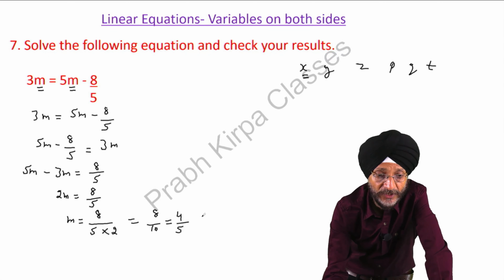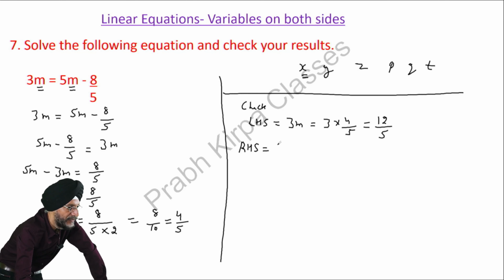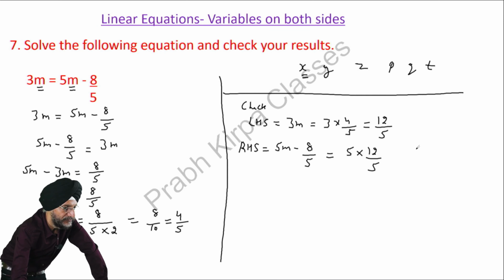So now we will do the second part of this question. Check the left hand side. What is the value of the left hand side? It is 3m. So we will fill the value of m, 3 into 4 over 5. It becomes 12 over 5. So we will find out what the right hand side is. The right hand side expression is 5m minus 8 over 5.